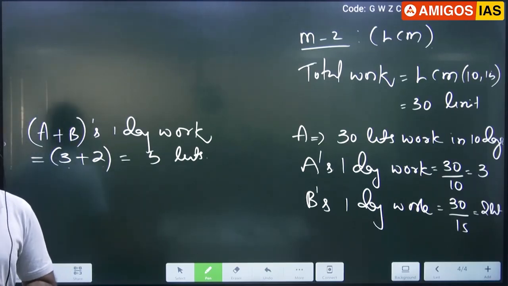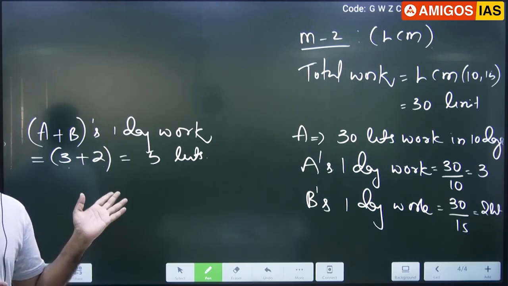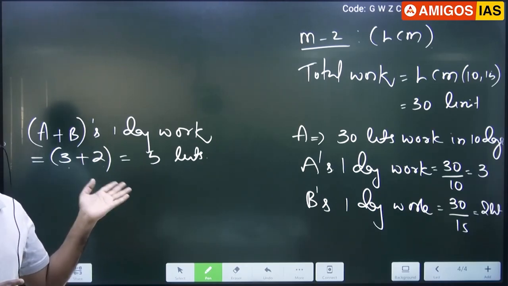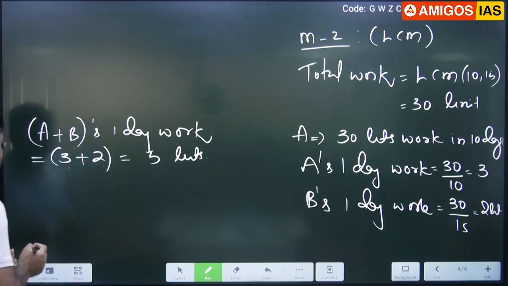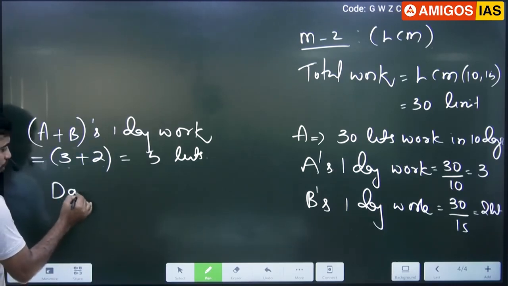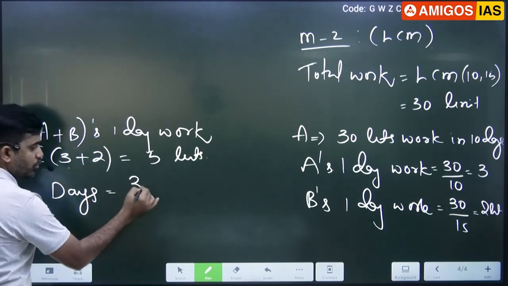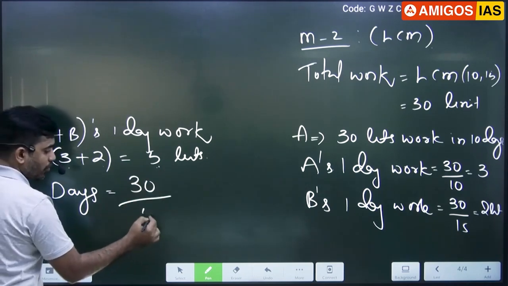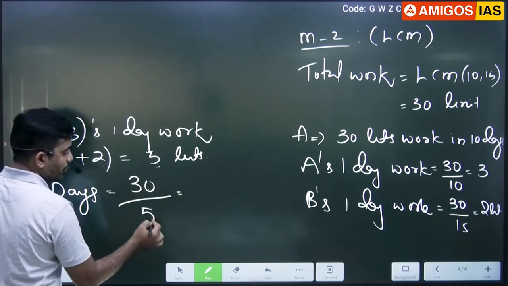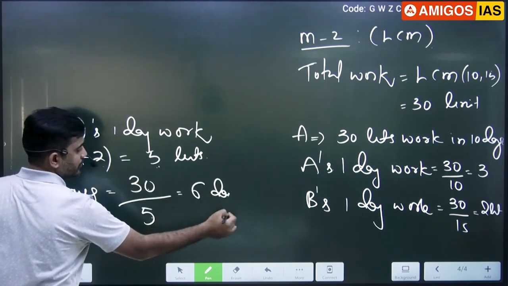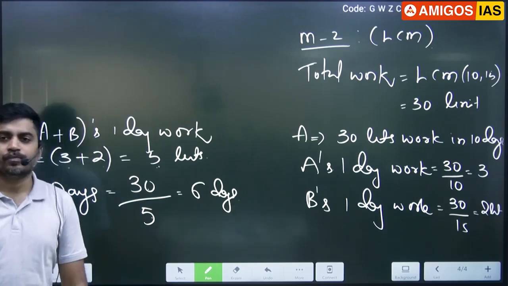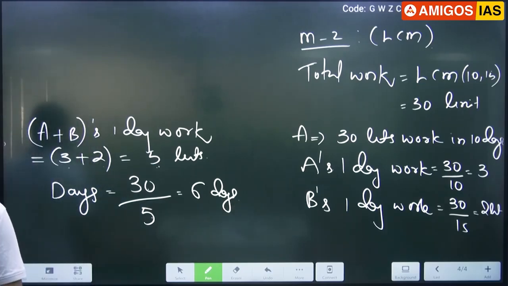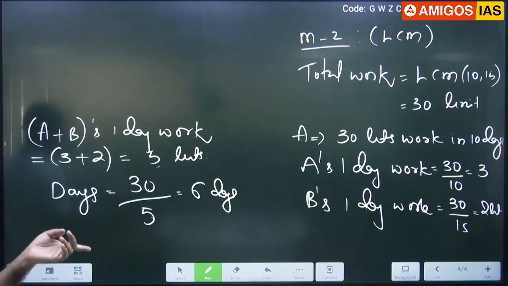What is total work now in method 2? 30 units. So days required is equal to total work 30, per day they are doing only 5. What is the answer? 6 days. Actually both the methods are almost the same. There also we find LCM, here also we find LCM.